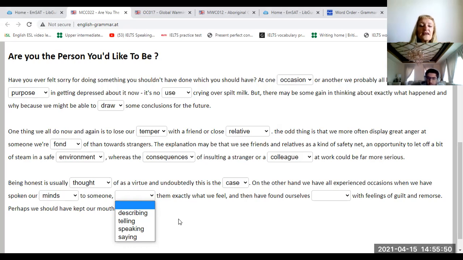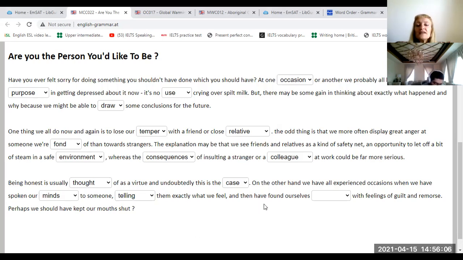So you're informing them. Describing them. No, you're informing them exactly what we feel. Telling them exactly what we feel, and then have found ourselves upset. Full with feelings. Found ourselves full with feelings of guilt and remorse.